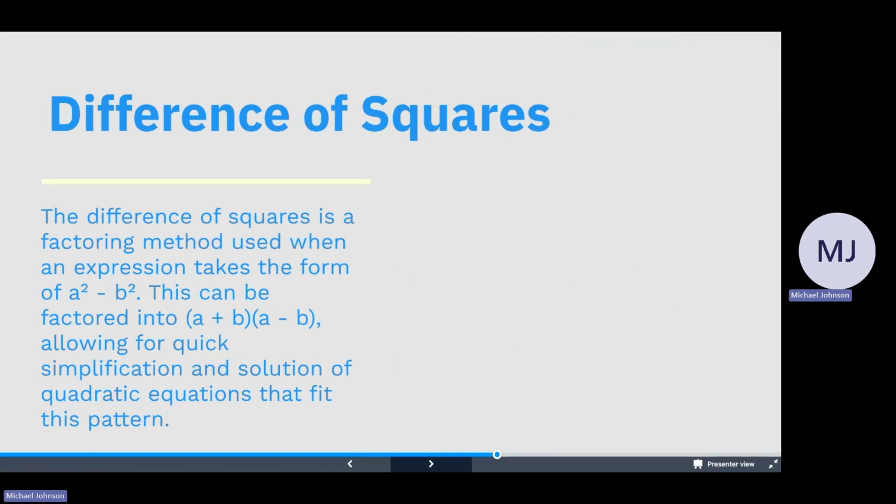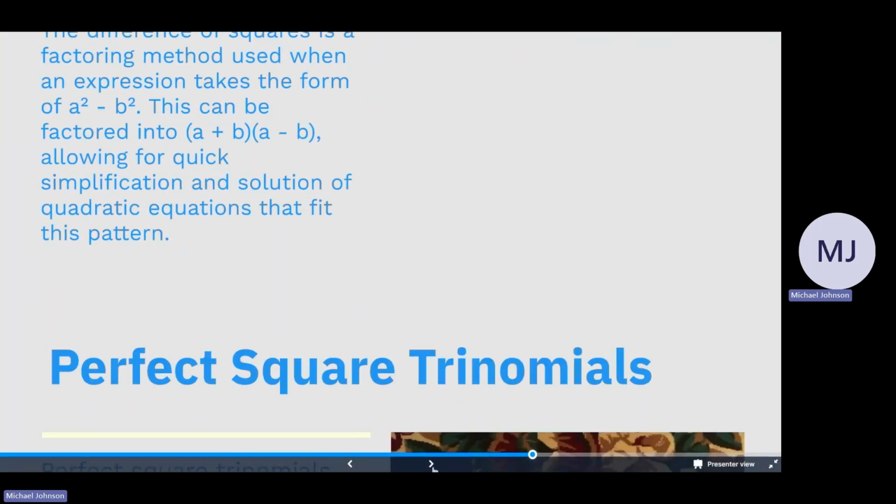The difference of squares is the factoring method used when an expression takes the form of a squared minus b squared. This can be factored into (a plus b)(a minus b), allowing for a quick simplification and solution of quadratic equations that fit the pattern.